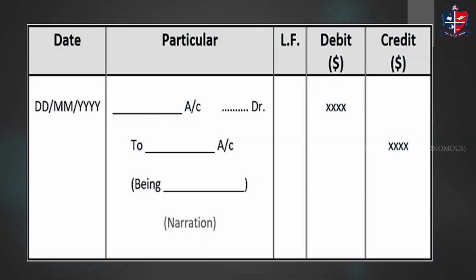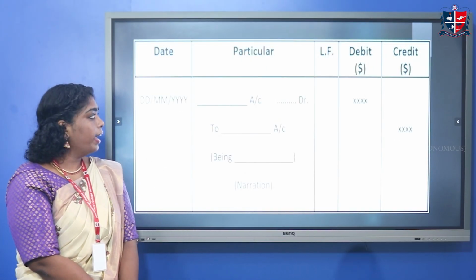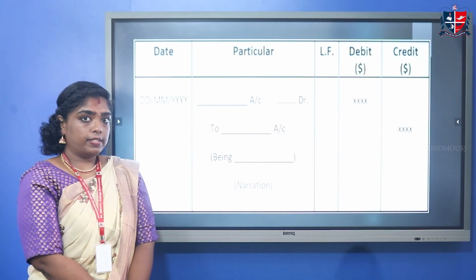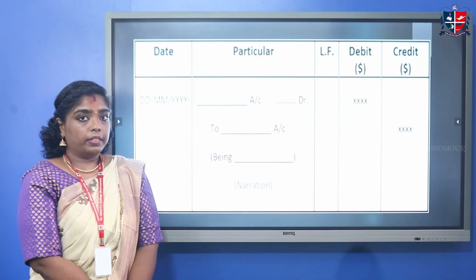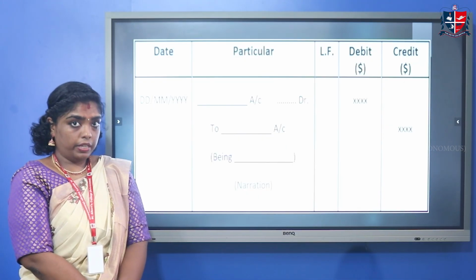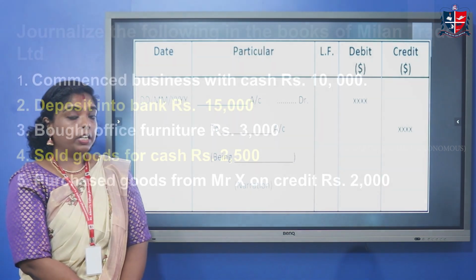Let's look at the format of recording a journal entry. It will have date, particulars, LF or ledger folio, debit amount and credit amount. So under the date column, just write the date, for example, 29th May 2023. And in the particulars area, write what is happening. For example, as discussed previously, purchase furniture: furniture account debtor to cash account. That should be written here, and write the amounts accordingly. Then explain the entry using narration. And the narration should be given in brackets.